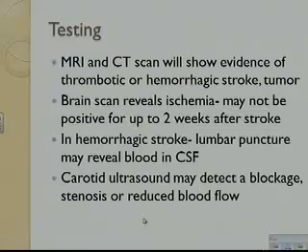Sometimes they may even do a lumbar puncture. If there's a lot of neurological changes and they're not sure if it's a stroke, they could do a lumbar puncture. If there's blood in it, that reveals that there could be a hemorrhage, and that could be the cause of that stroke. Also, they may even do an ultrasound of the carotid just to see if there's blockage in that carotid artery that's causing you to have ischemia to the brain.